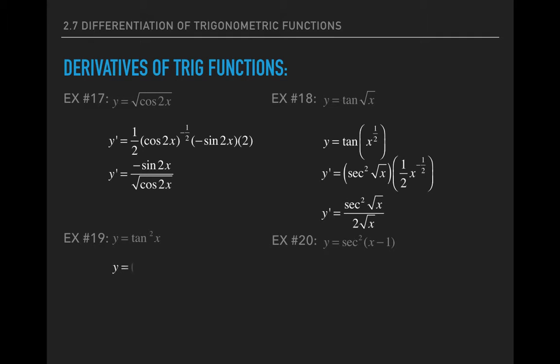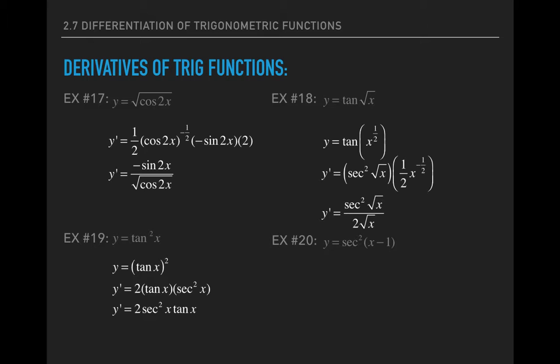All right, now number 19, it would be rewritten as tangent x, squared. So the outside function is now that squaring. So the derivative would be 2 times the inside function, and the derivative of the inside function, which is secant squared x. That can be written in a little bit simpler fashion: 2 secant squared x tangent x.